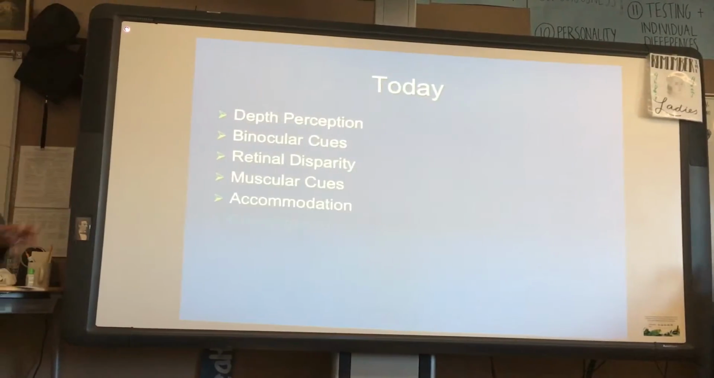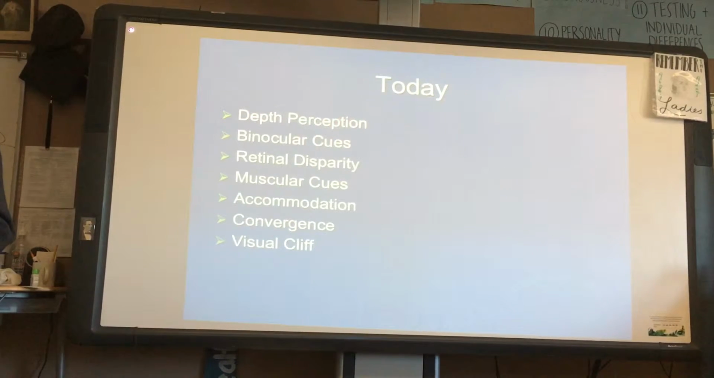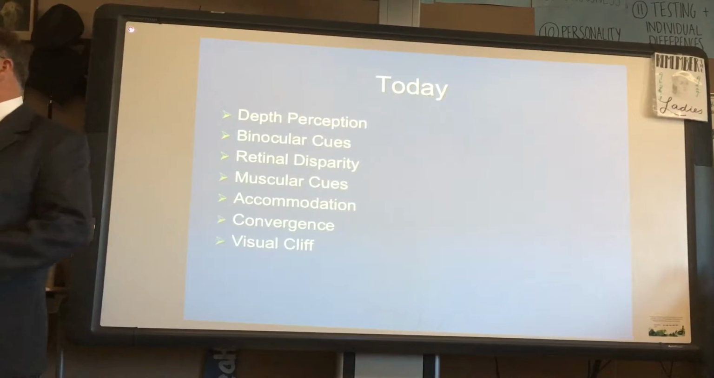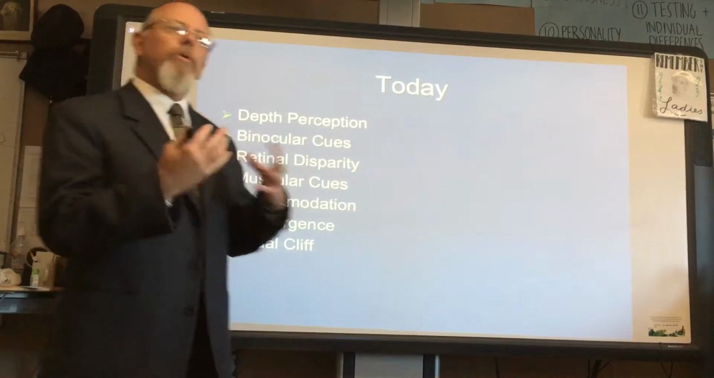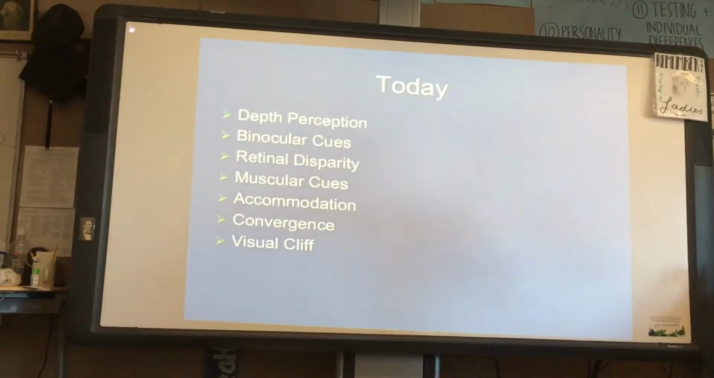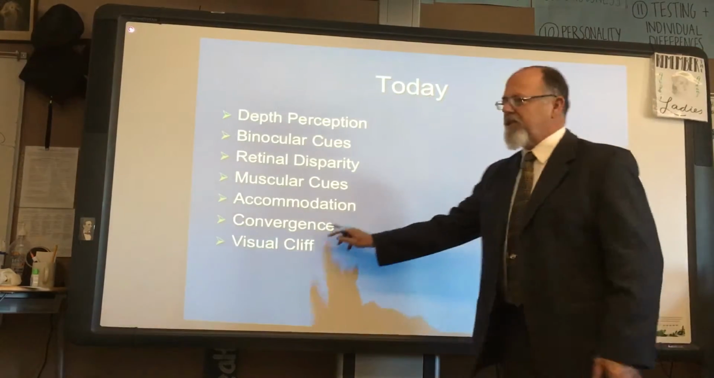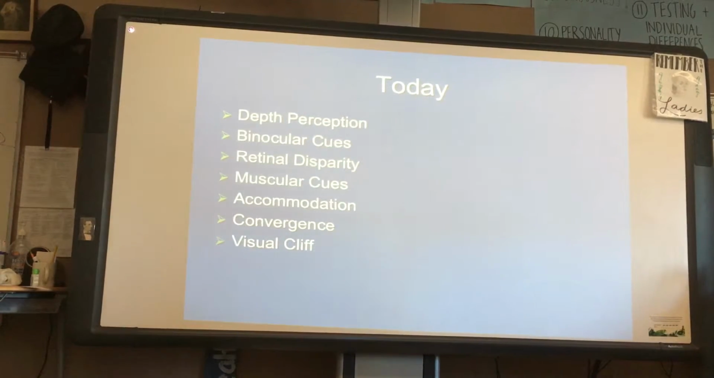Today, our goal is to get through these. Basically, depth perception, binocular cues, retinal disparity, muscular cues, accommodation, convergence, and the visual cliff. These are all related to perception of visual stimuli and how our brain automatically processes it, how our brain can perceive 3 dimensions, and just the background behind that. So it's pretty basic. I think you'll get a lot out of this, it's pretty easy in my view. A couple of vocabulary words are a little bit difficult, and hopefully we'll finish up most of this.